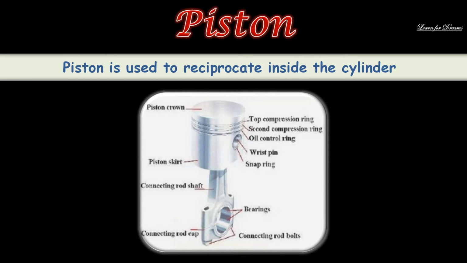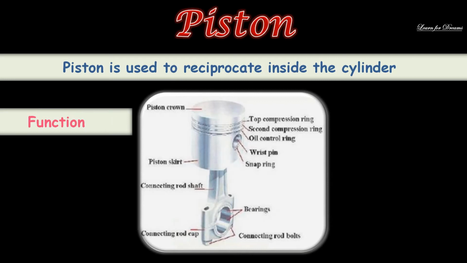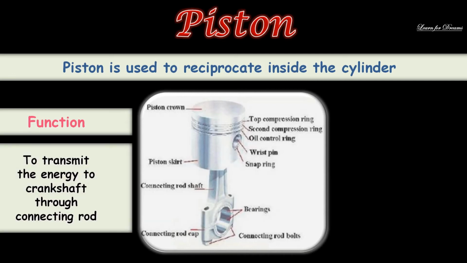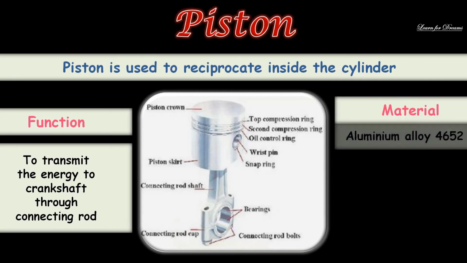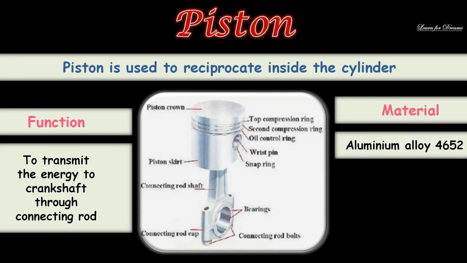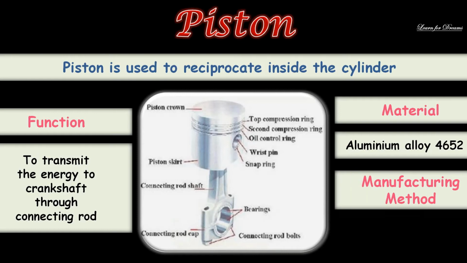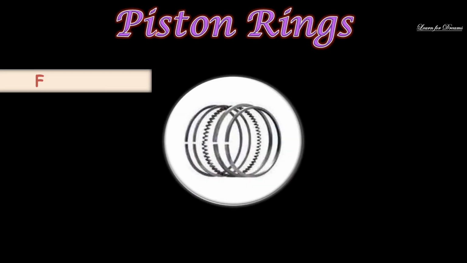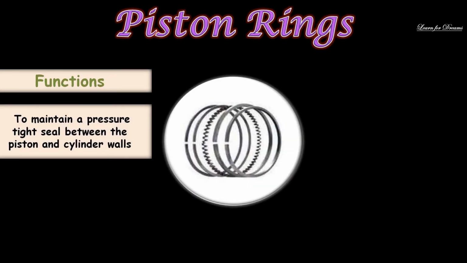Next one is the piston. The piston is used to reciprocate inside the cylinder, but how it will reciprocate inside the cylinder is with the combustion pressure. The combustion pressure which is there at the top of the piston crown will push the piston from top dead center to bottom dead center continuously when the engine is in on mode. Next, the function of the piston. The main function of the piston is to transmit the energy to the crankshaft through the connecting rod. Next is the material. Here also we have used the aluminum alloy, which is lighter in weight. The method used is casting.